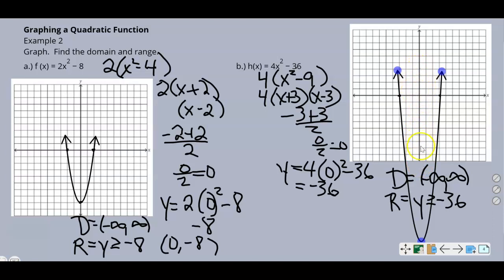So you can see the scale. If I went by ones, it only goes down to 10. You've got to go way down to get to negative 36. So the graph looks a little bit skewed. I should have used a different scale, but it was already here, so I left it. Domain, all real numbers again. Range is everything greater than or equal to negative 36. If you have any questions with that, please let me know.